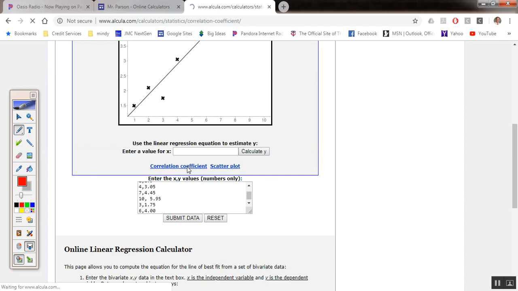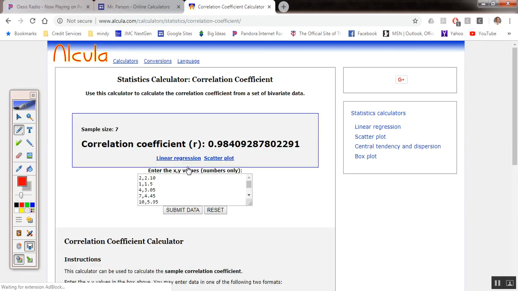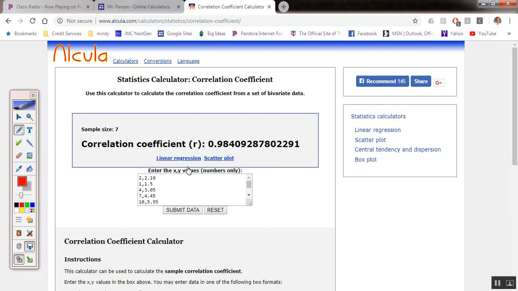If you hit this correlation coefficient right here linked, I love this. It says the R value is what? 0.98. My question to you then is this: is that 0.98 really close to 1 or way away from 1? Pretty dang close to 1. So I would say that this is a strong positive correlation here.